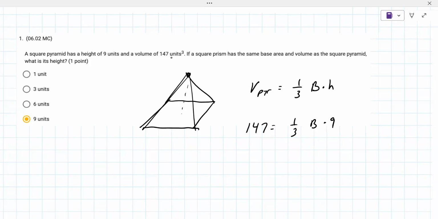Now, here's the square prism. It's got the same base area. So we need the base from here. So have you solved this for the base in this equation?